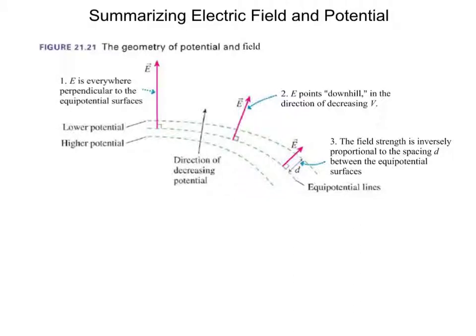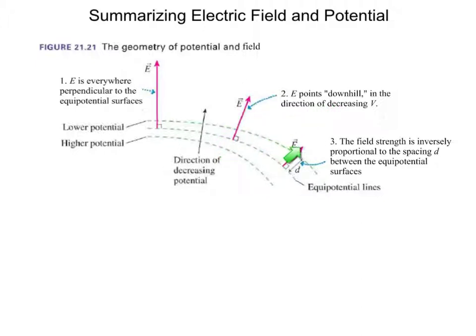So let's start by summarizing briefly what we've discovered about the connection between electric fields and electric potential. This picture here illustrates this summary. There's three important bits of information that we have about electric fields and electric potential. First, the electric field is perpendicular to equipotential surfaces. Second, the electric field points in the direction of decreasing electric potential. Sometimes this is called downhill.